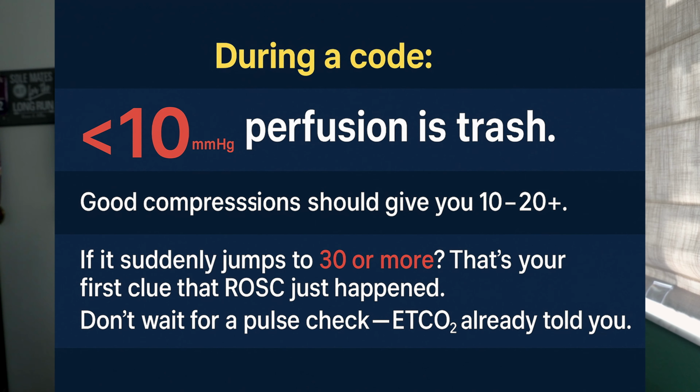So let's talk about where CO2 really shines. Let's talk about CO2 during a code. If end-tidal CO2 is less than 10 during CPR, that means your perfusion is trash. Good compressions should give you at least 10 to 20. And if it suddenly jumps up to 30, that means you probably have ROSC. So don't wait for a pulse check. End-tidal CO2 already told you what you need to know.